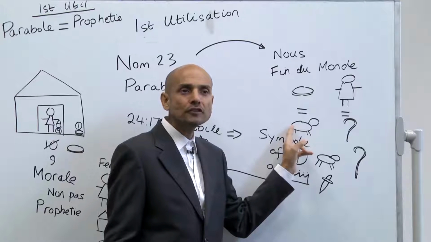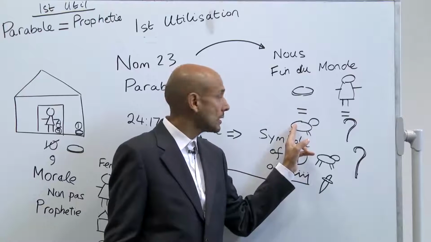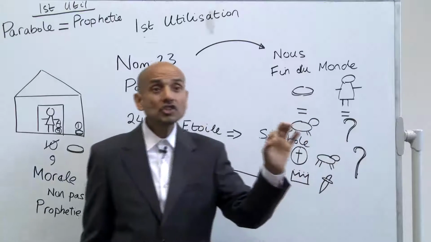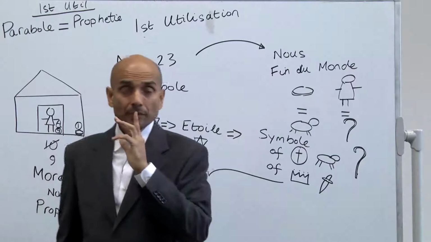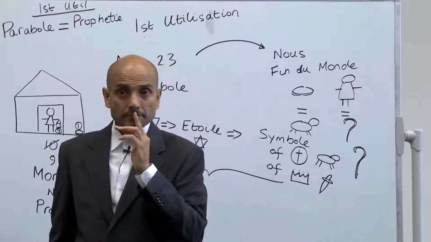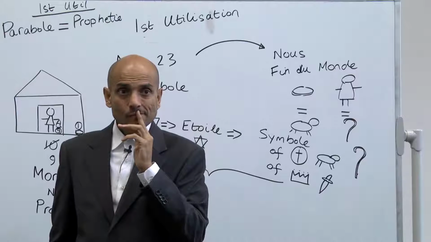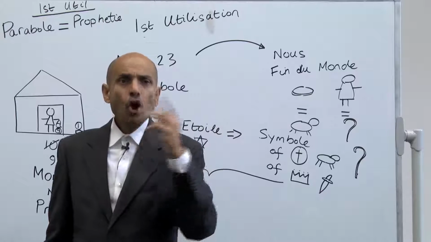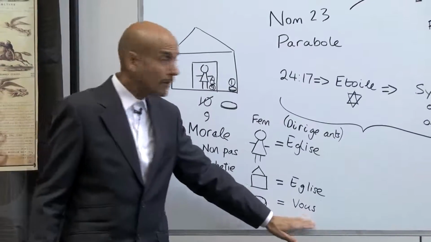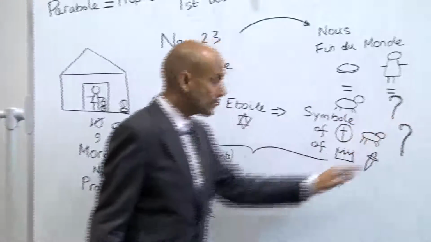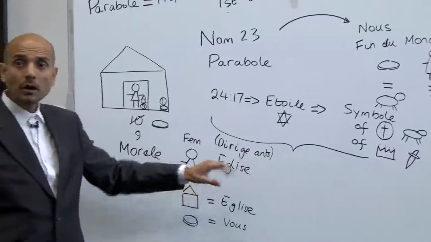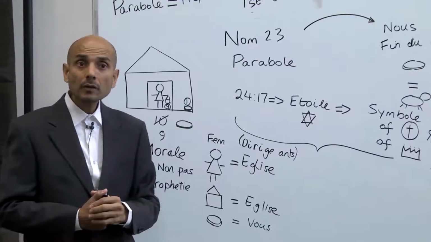Who's supposed to look after the sheep? Shepherds. So if one of the sheep was lost, it's the shepherd's job to find it. Who are the sheep? You. Who is the shepherd? The leaders of the church. We agree with that.